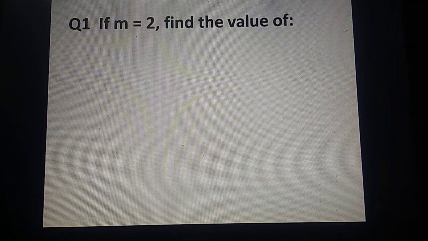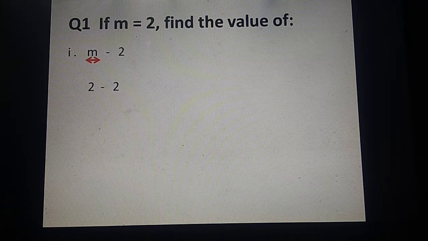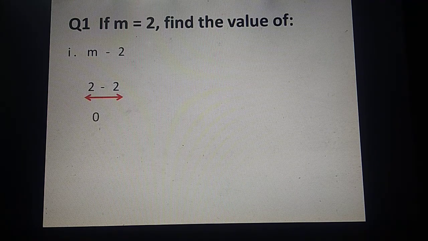Question number 1. If m equals 2, find the value of. Whenever a question like this is there, it means you just replace m by 2, solve it and you will get the final value. Here the expression is m minus 2. So in place of m, we will put 2. Finally, you will get 2 minus 2. Now, what will be 2 minus 2? It's very easy. Yes, 2 minus 2 means 0. So 0 is your final answer.